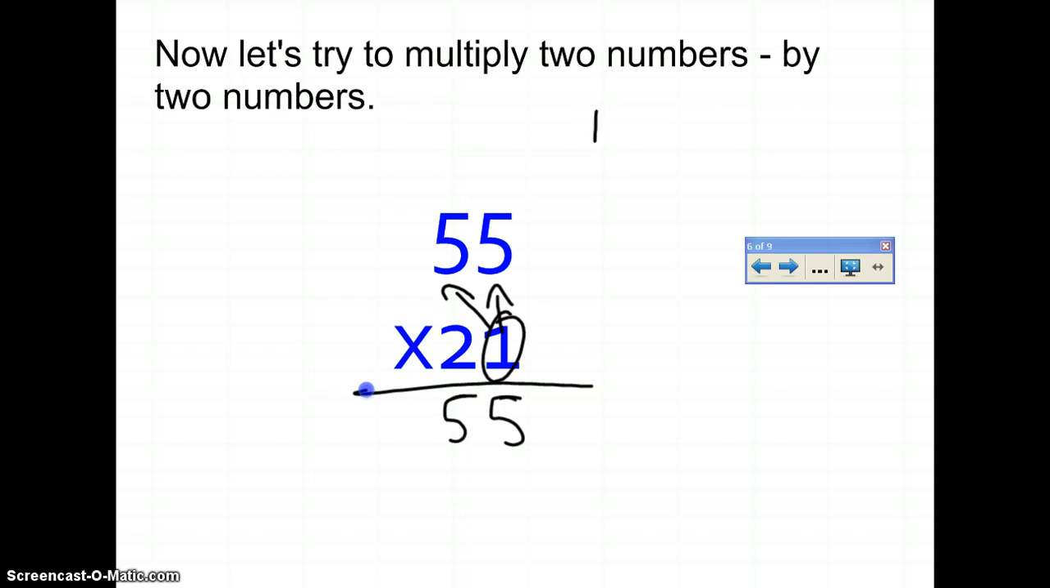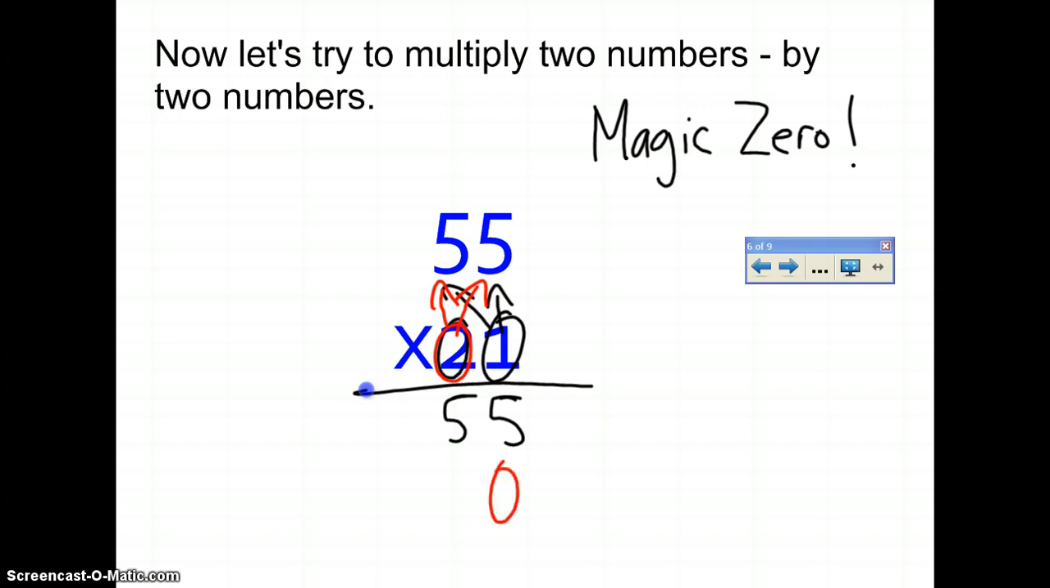Now, I want you to remember what I like to call the magic 0. The magic 0 always lines up the place value columns. So we're going to multiply the 2 here. The 2, which is actually a 20, has to be multiplied by the 5 and the other 5. We have to make sure that the 2 is lined up, so we have to put a magic 0 down there. If you forget the magic 0, the question is not going to work out. So you have to remember the magic 0.